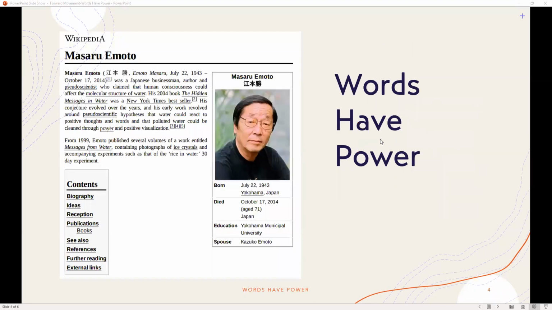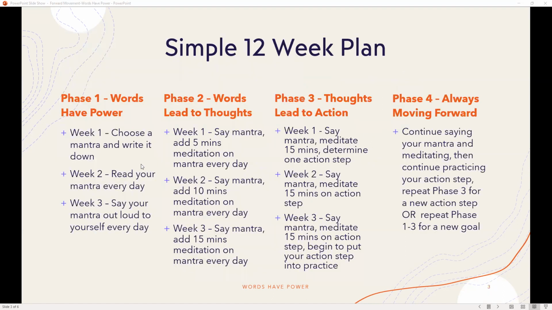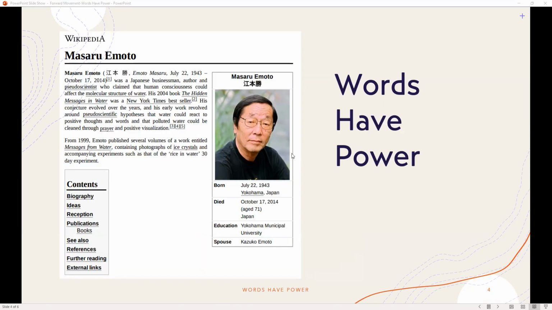Actually, I will talk about it after we talk about the Japanese scientist. So here, quickly, let me just flip back here. I just want to emphasize how phase 1, the title of it is Words Have Power. And we're going to explore that now by talking about our scientist, Masaru Emoto. And I'm sure I mispronounced that, so I apologize to all my Japanese friends. I do not speak Japanese, so I apologize.